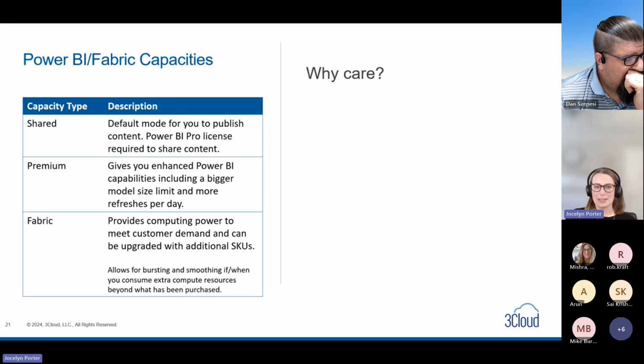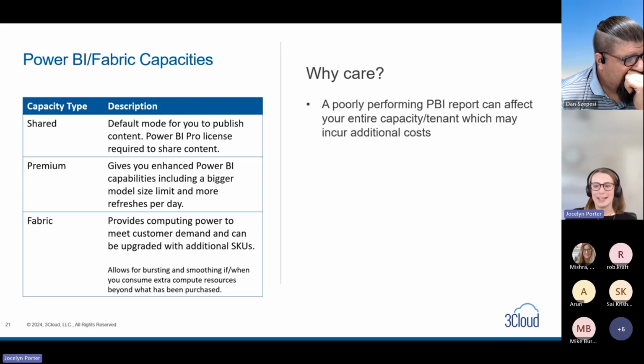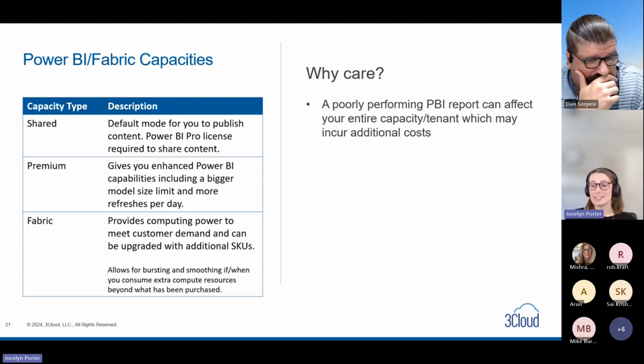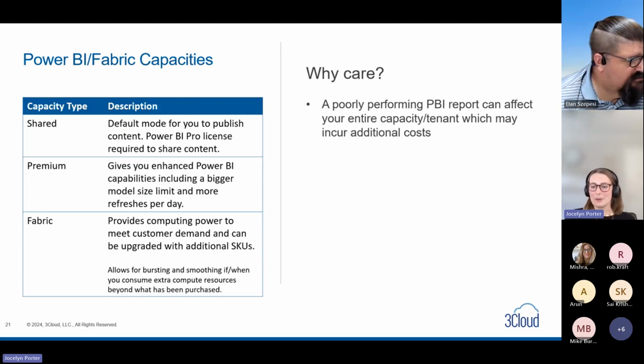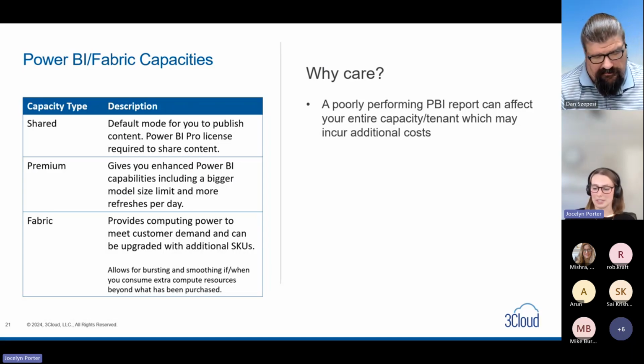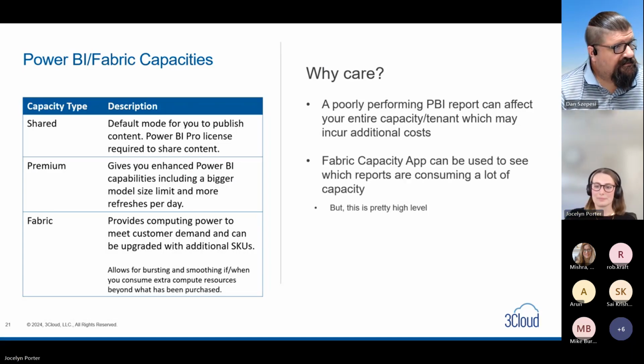So why should we care about Power BI or Fabric capacities? A poorly performing Power BI report can affect your entire capacity. If you have dataset refreshes that are taking too long, or if you have capacity spikes, it can incur additional costs to you and your tenant. So what can we do about this?